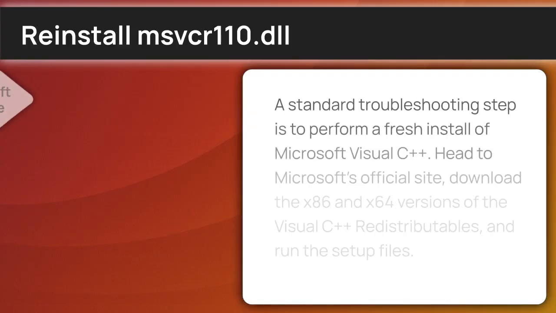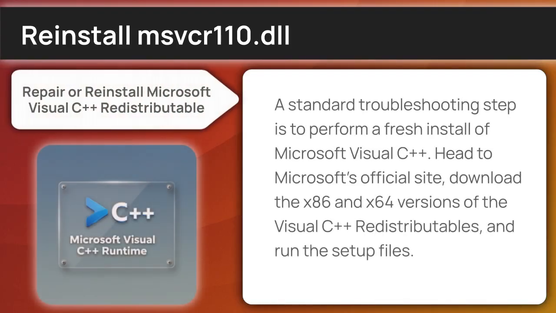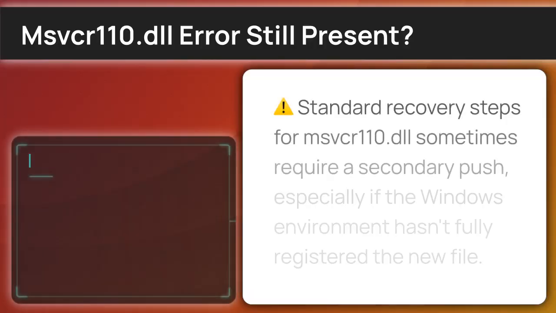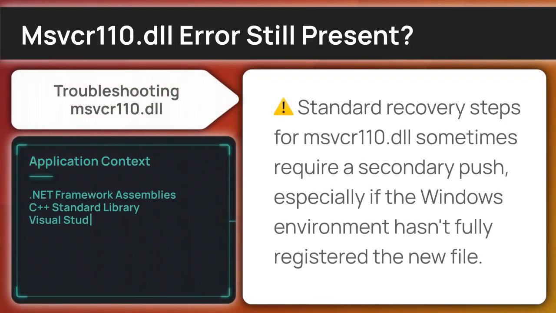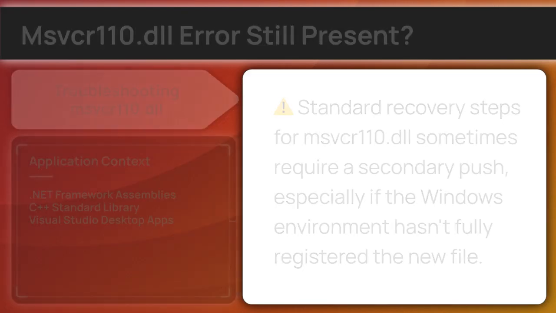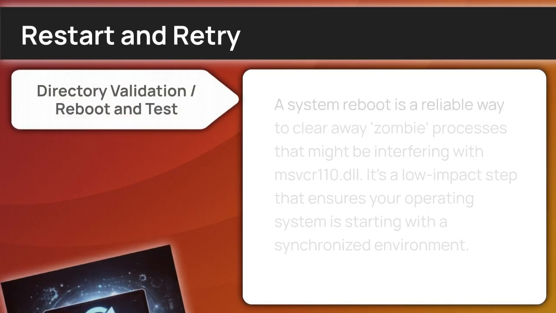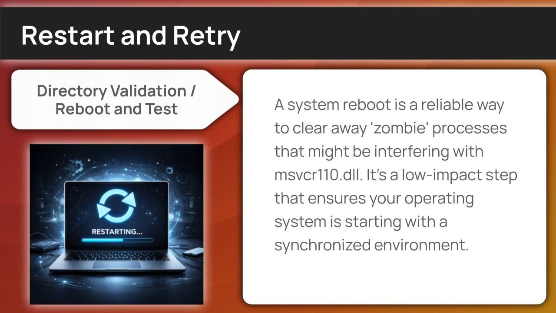Your first step should be a manual reinstall of Microsoft Visual C++. Head to the official Microsoft site, download the x86 and x64 Visual C++ redistributables, and install them to update the system files. When a fresh installer fails to clear the error, it typically points toward a deeper conflict within the Windows execution layer. A full system restart ensures that no background processes are currently locking the Msvcr110 file. A fresh boot allows Windows to reinitialize its library map from a clean state.